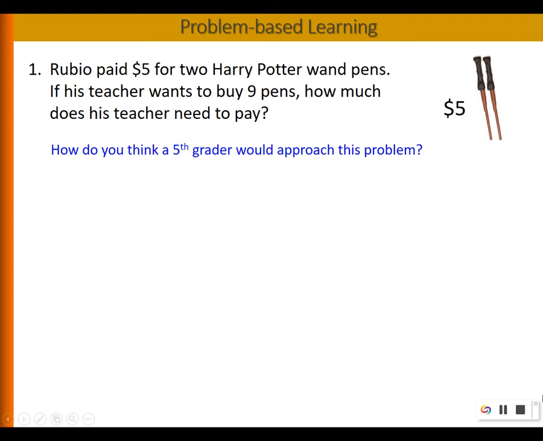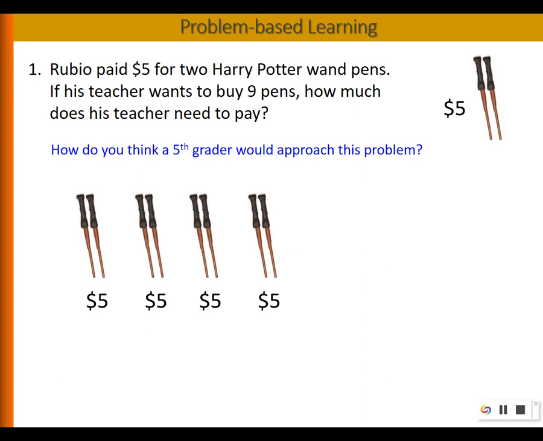So how do you think a fifth grader would approach this problem? A fifth grader who hasn't been taught how to solve a problem like this. A fifth grader might build up, right? 2 pens for $5, another 2 pens, another $5, until he reaches 9 pens. But if he has the fifth set, he would have 10 pens, one too many. Then he will have to reason, instead of having 2, how much will 1 pen cost?